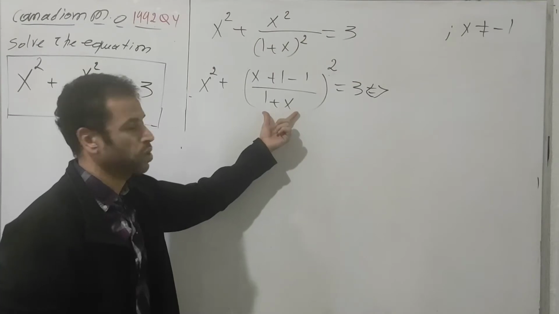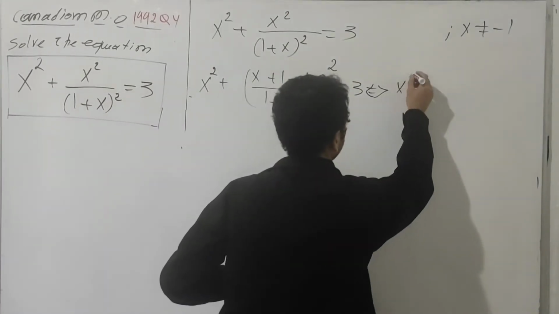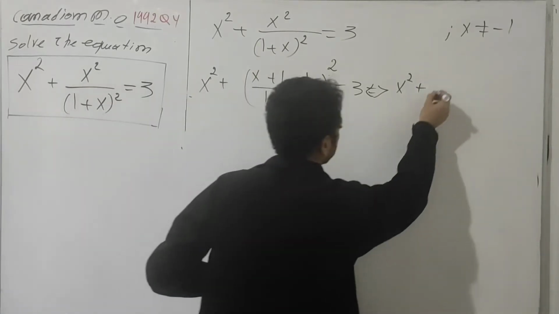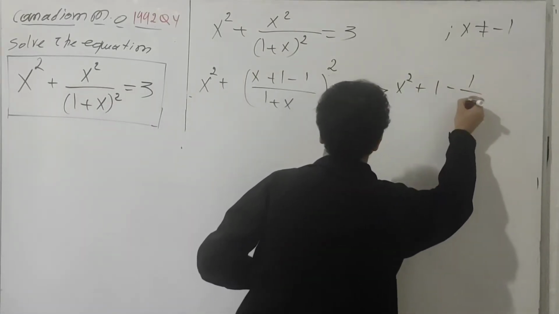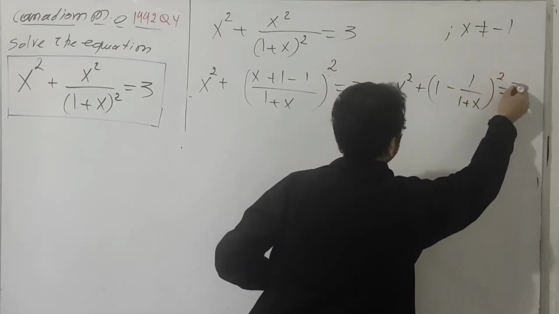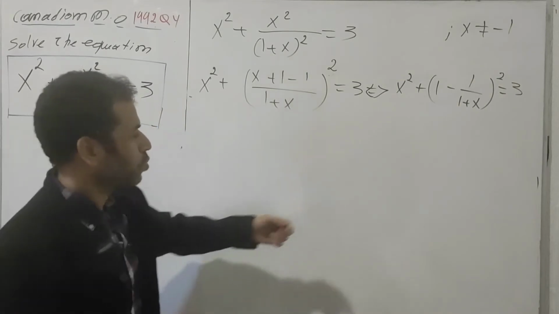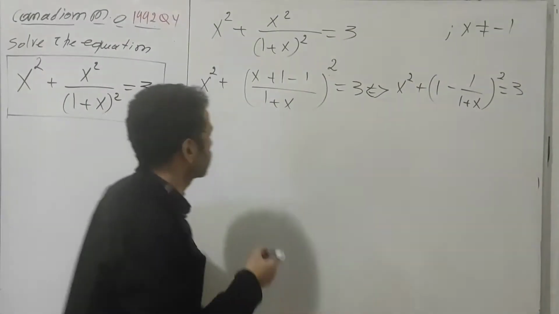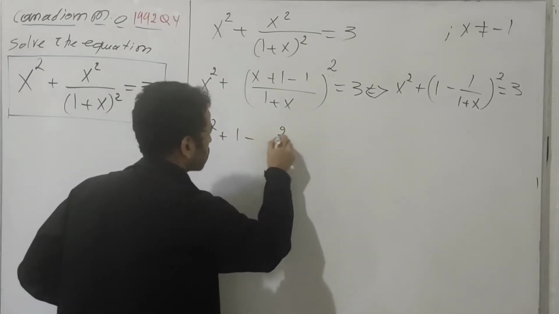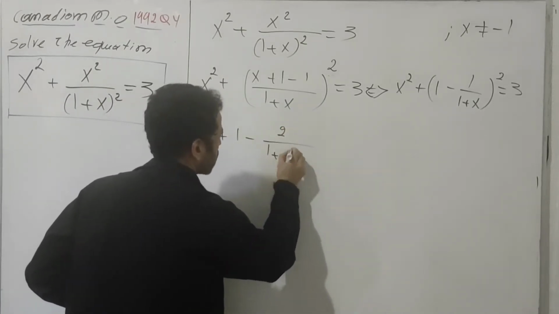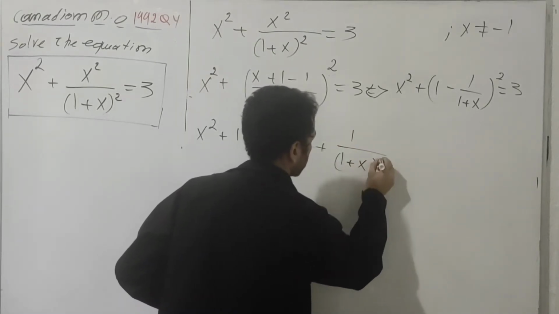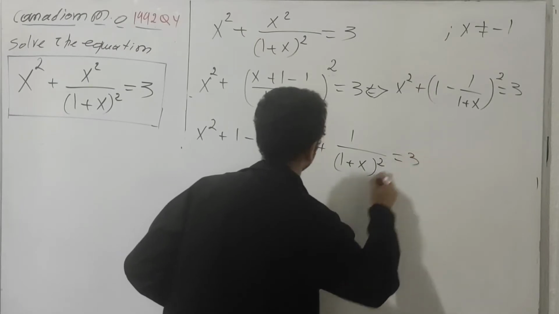I'm going to split this into two terms. So we'll have x squared times quantity, x plus 1 divided by 1 plus x, which is 1, minus 1 over 1 plus x, the whole thing squared, equals 3. Now I'm going to factor out this term, so we'll have x squared plus 1 minus 2 times 1 divided by 1 plus x, plus 1 over (1 plus x) quantity squared equals 3.